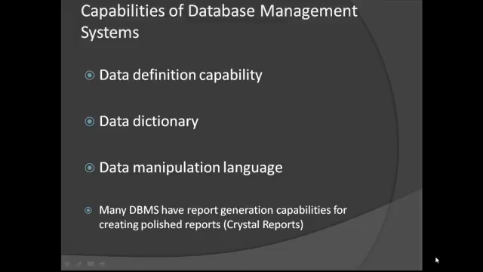Second, a data dictionary is an automated or manual file storing definitions of data elements and their characteristics. Third, a data manipulation language is used to add, change, delete, and retrieve data from a database, such as Structured Query Language, SQL, of Microsoft. And finally, many DBMS have report generation capabilities for creating polished reports.